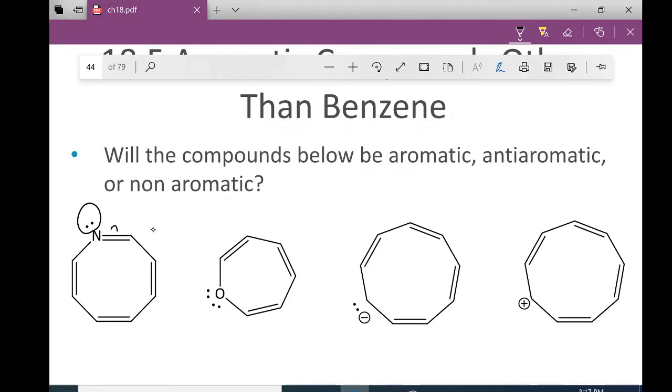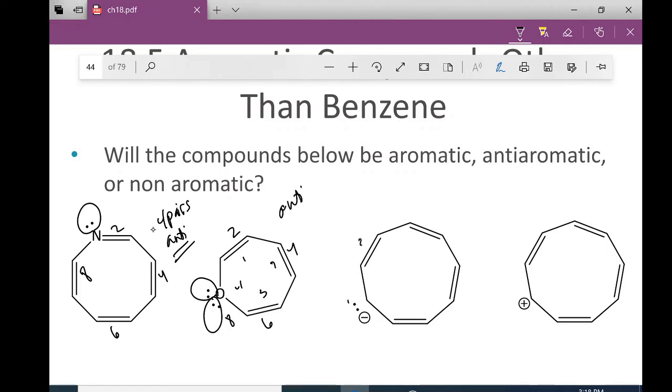Okay, so that means we have 2, 4, 6, 8 electrons. That's 4 pairs. So that's anti-aromatic. This one has one lone pair that's perpendicular to the ring and one lone pair that can be within the ring system. One of those lone pairs is going to be perpendicular, which forces the other one up into the plane of the ring. That gives us 2, 4, 6, 8 electrons, 1, 2, 3, 4 pairs of electrons. And so that's anti-aromatic also.